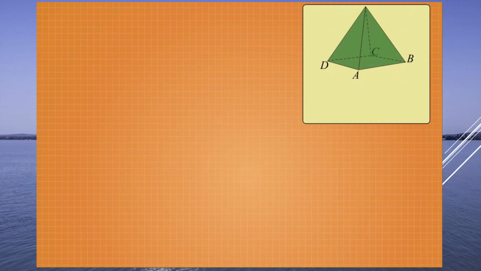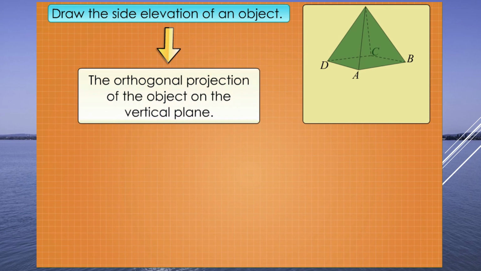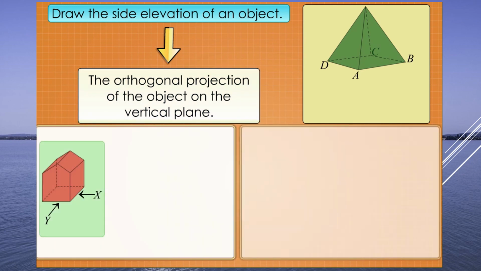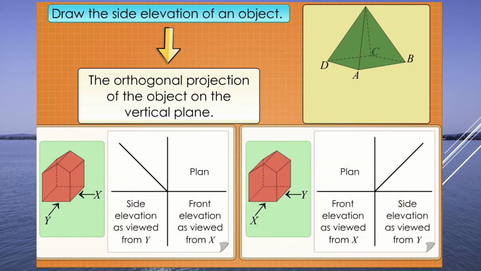In today's lesson, we learned about how to draw the side elevation of a solid object. The side elevation of an object is its orthogonal projection on a vertical plane. We also learned how to draw and arrange the plan, the front elevation, and side elevation of a solid object systematically on a single piece of paper. The side elevation is not necessarily parallel to the edge of an object. It can also be parallel to the diagonal of the base of an object.